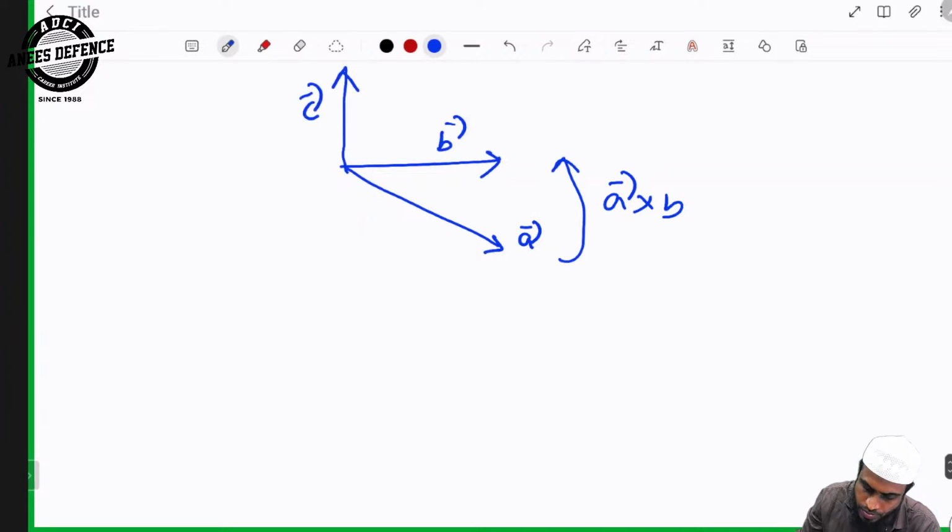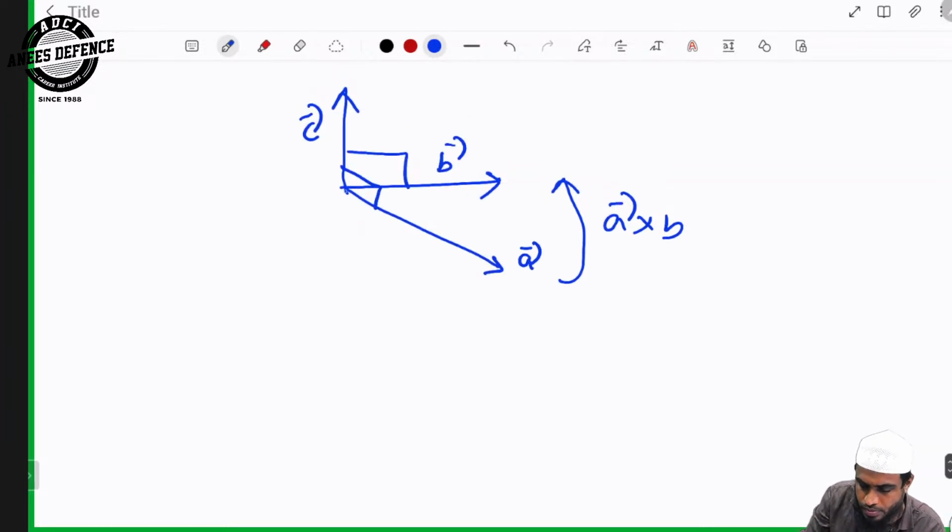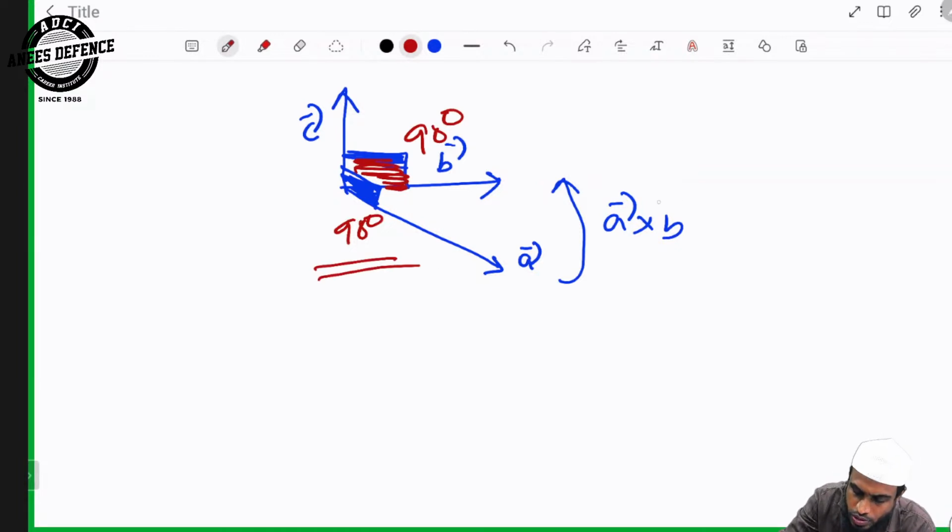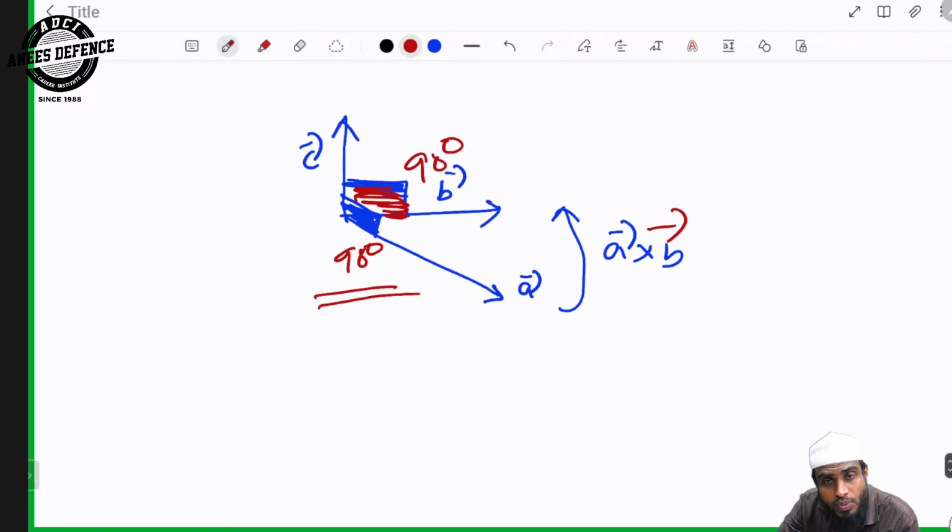this is C. And this C is perpendicular to both A and B. The angle between C and A will be 90 degrees. At the same time, the angle between C and B is also 90 degrees. That means if you are calculating the cross product of two vectors, the third vector will be perpendicular to both vectors. So you have to consider a direction in such a way that the third vector will be perpendicular to both the vectors. That is the cross product.